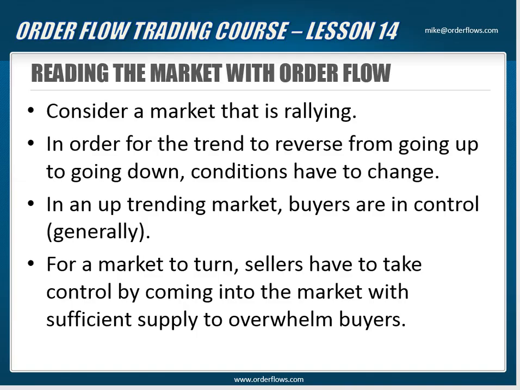So, consider a market that's rallying. In order for the trend to reverse from going up to going down, conditions have to change. In an uptrending market, buyers are in control generally. Again, I say generally. There are times where you're in an uptrend and the market is very weak at the high, buyers are starting to weaken and sellers are starting to take control.